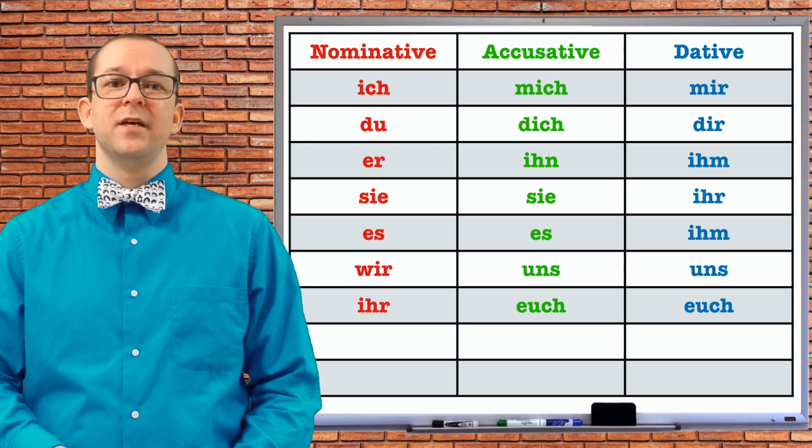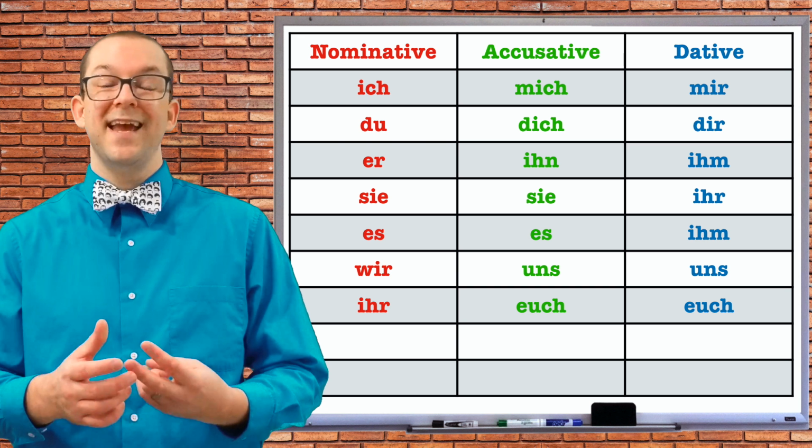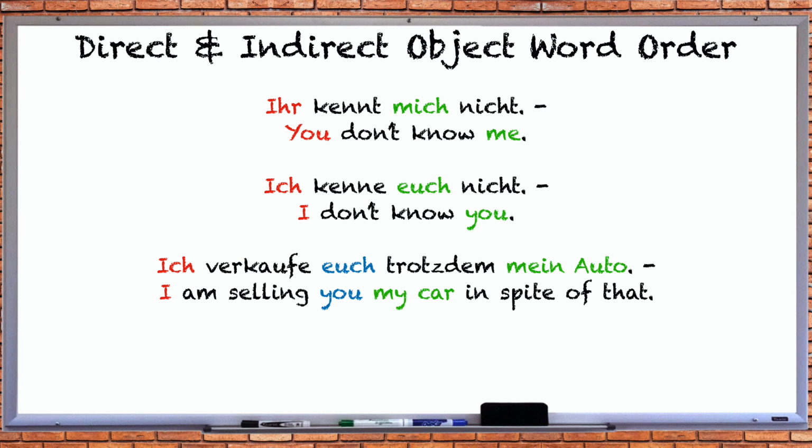If ihr is not the subject of the sentence, it becomes euch. This is also true for direct objects and indirect objects. Ihr kennt mich nicht. You don't know me. Ich kenne euch nicht. I don't know you. Ich verkaufe euch trotzdem mein Auto. I am selling you my car in spite of that.